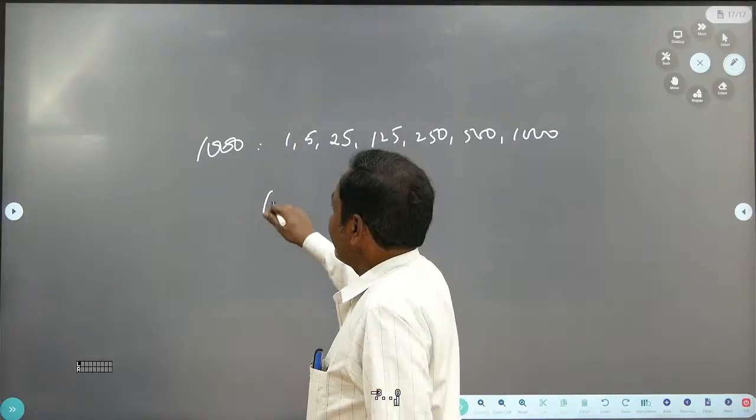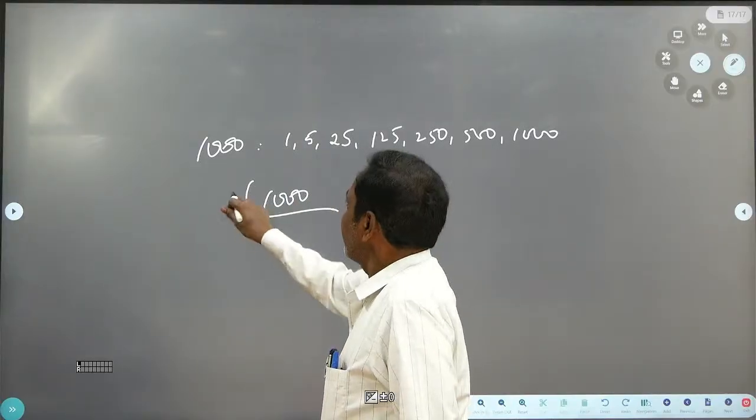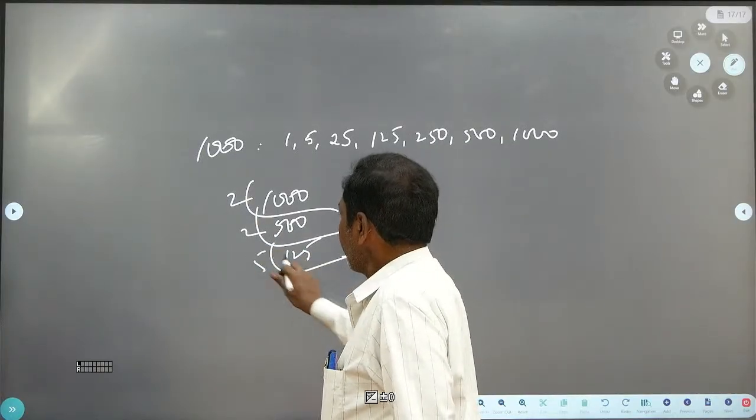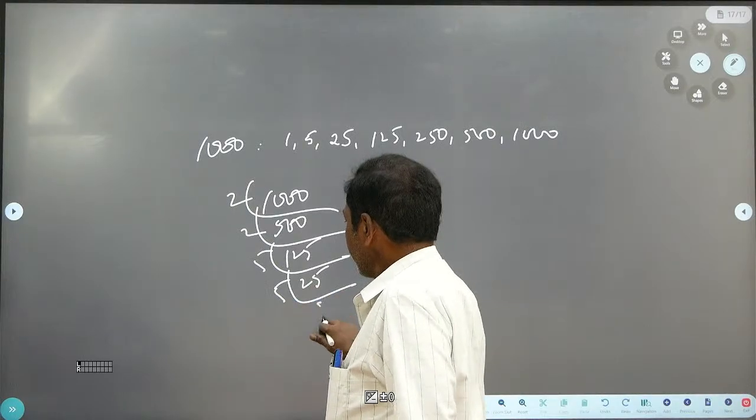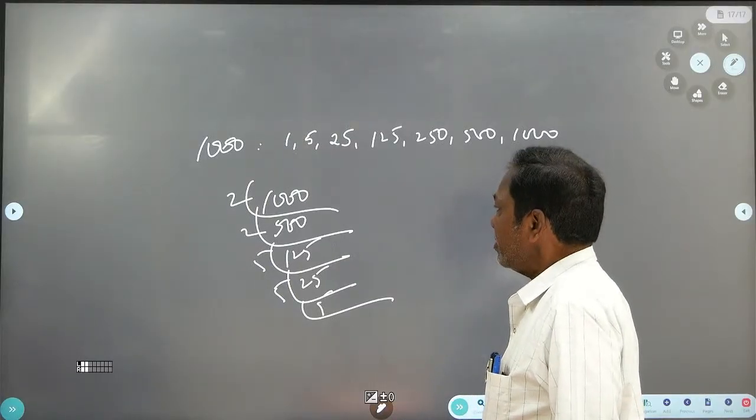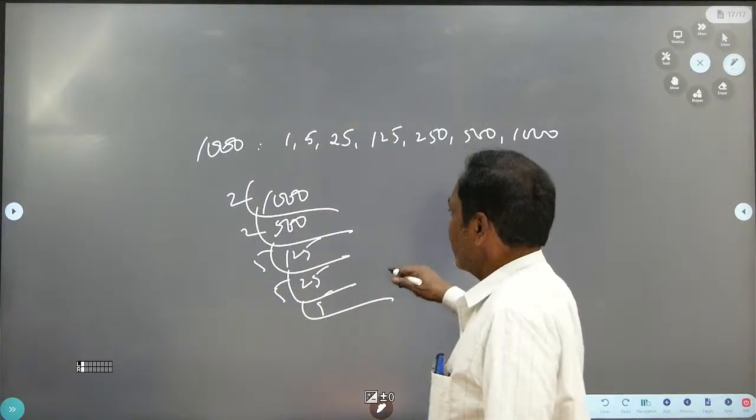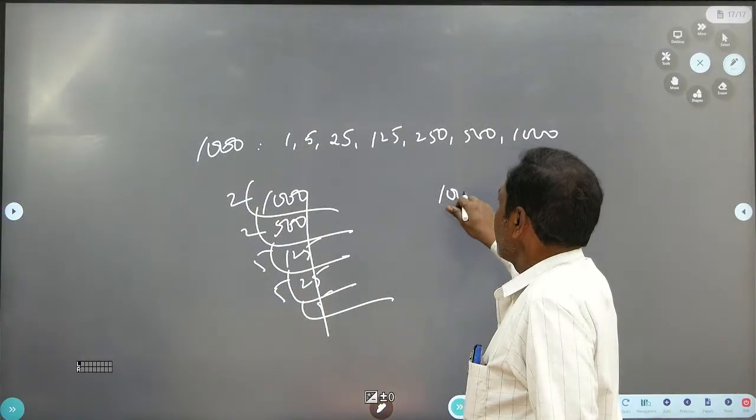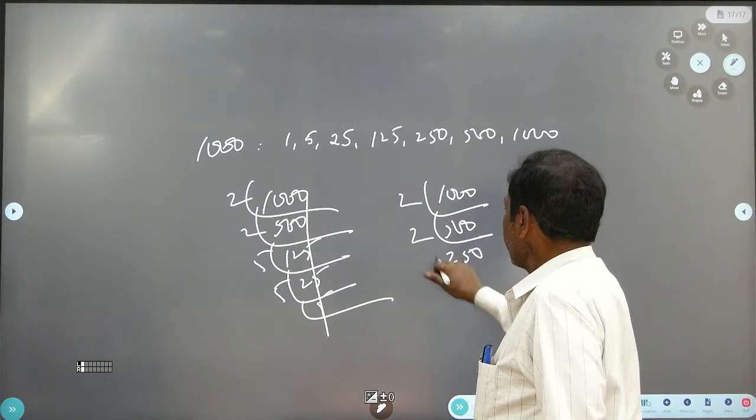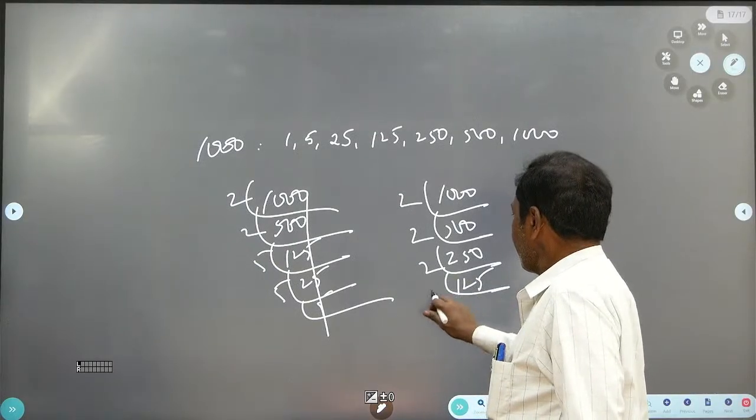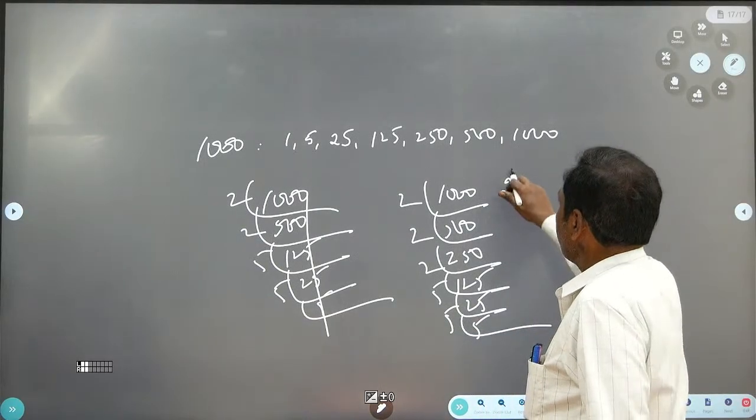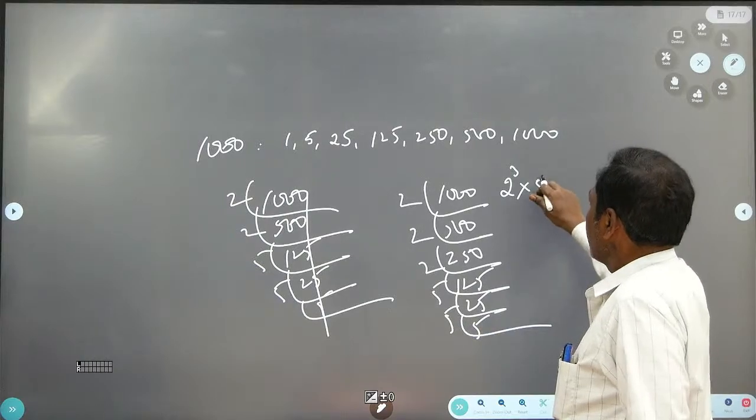If you do it with the LCM. Sir, 250. 250 is a 500. 1000, no? 250, yes. 2, 125, 5, 25, 5, right. So 2 cube into 5 cube, correct?